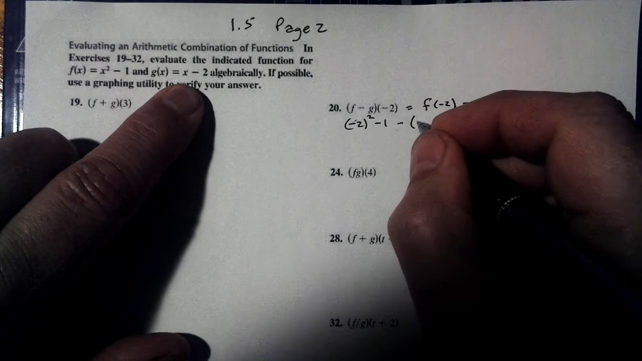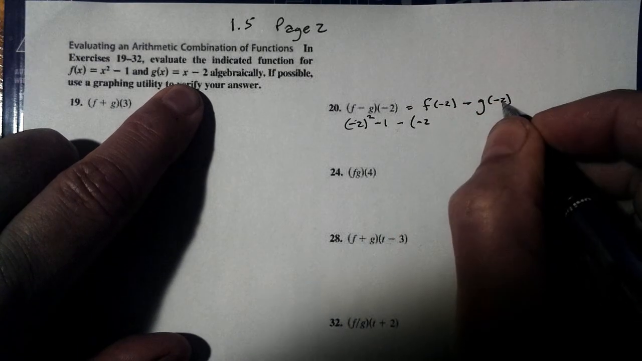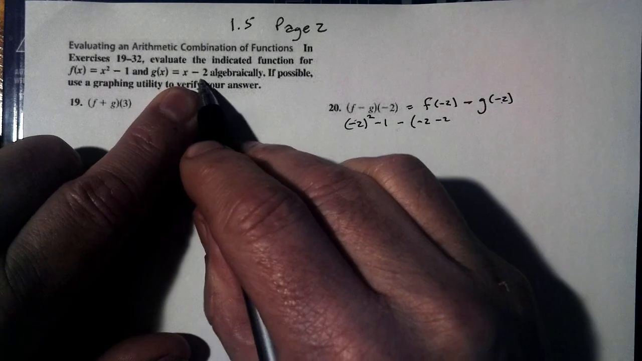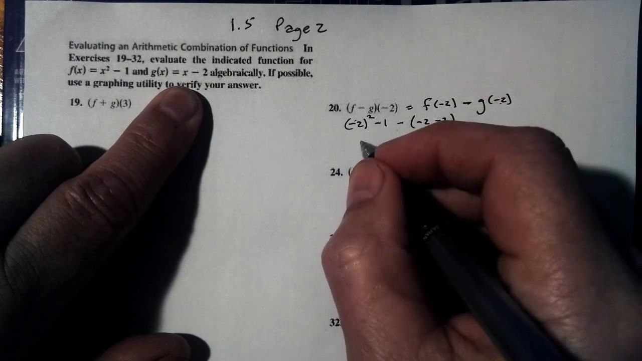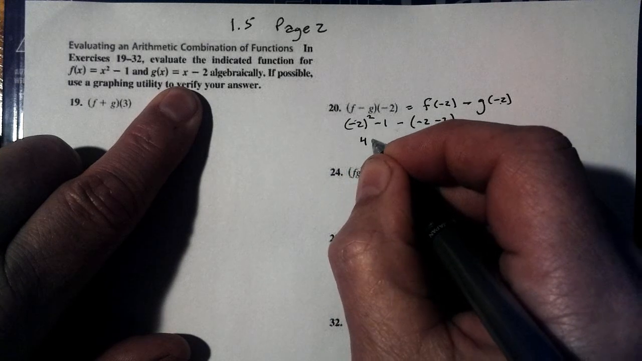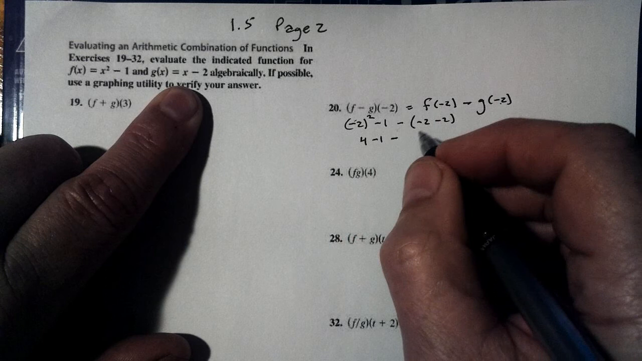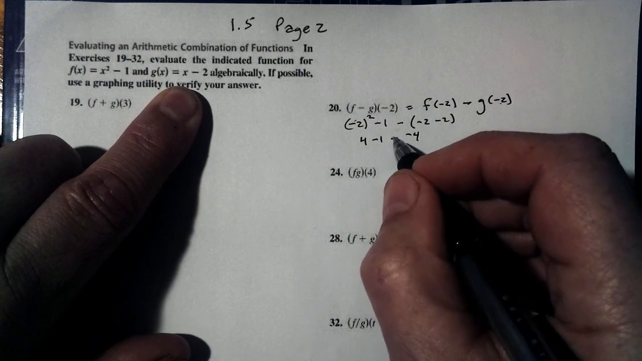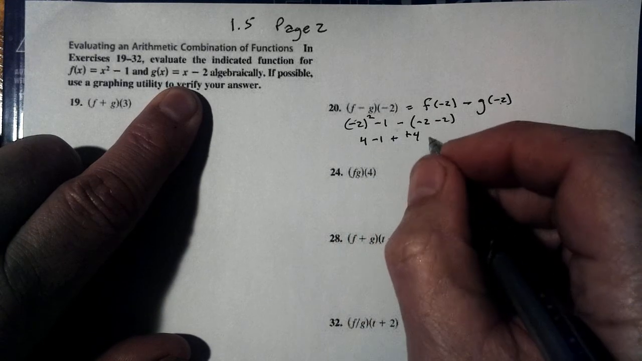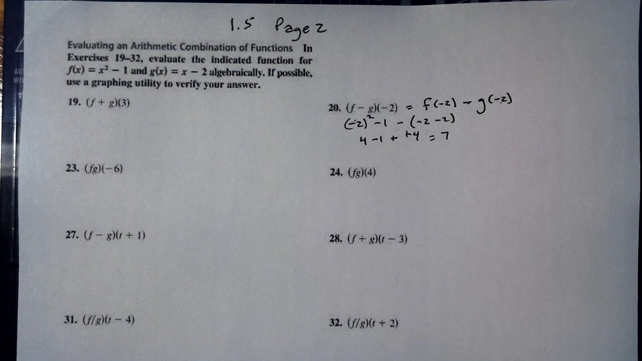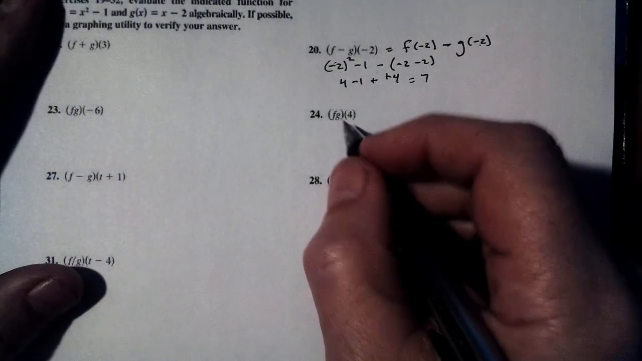g is a factory that takes things and subtracts 2. It takes this negative 2, subtracts 2. So we get 4 minus 1 minus negative 4, plus positive. That's 8 minus 1, 7. And that's it. So top of the page, not too bad.